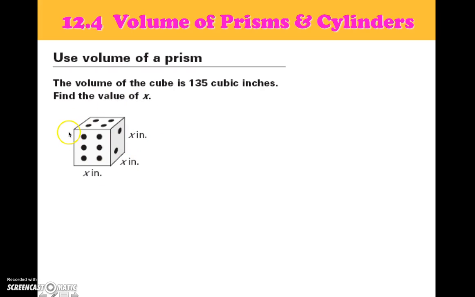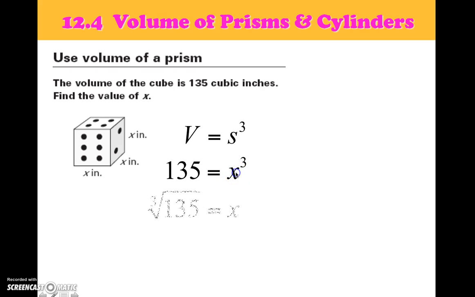Oh, great, a cube. It's a die. So here are our sides: x, x, x. We want to find the value of x. Well, the side cubed will give us the volume. Because it's a cube, we can do that. So 135 equals x cubed.